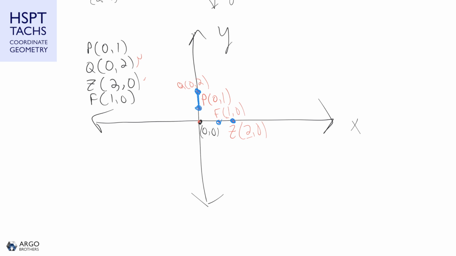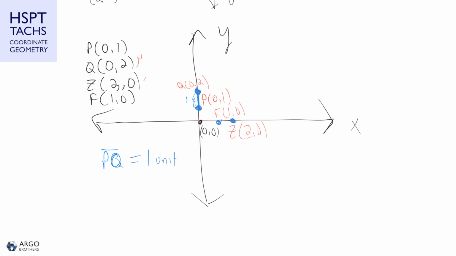Well, P and Q both have an x coordinate of 0, but it goes up 1 from P to Q. So this distance here is just 1. So the distance between P and Q is 1 because we only went up 1. It's a vertical distance. So we can represent the distance PQ as this line segment, and the distance of that would be 1. Okay, I'm just going to write 1 unit. And so now we know it's 1 because we just went up 1.